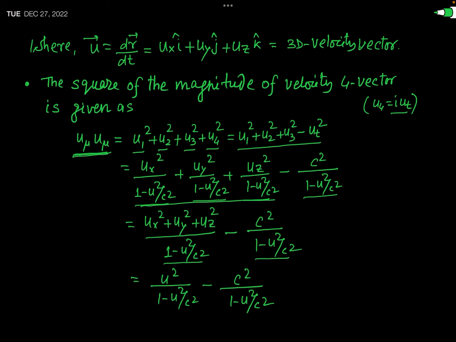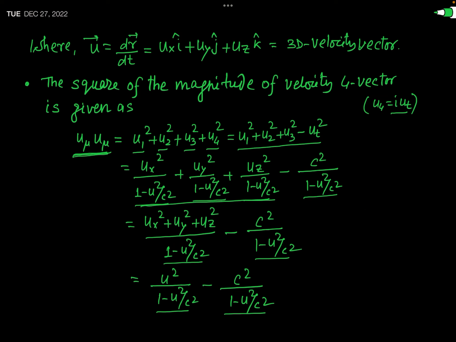Okay. Now you know that ux square plus uy square plus uz square will be simply equal to u square. These are the components of the 3-dimensional velocity vector, and the sum of the squares of these 3 components gives the square of the resultant velocity vector. So this is u square by 1 minus u square by c square minus c square by 1 minus u square by c square.